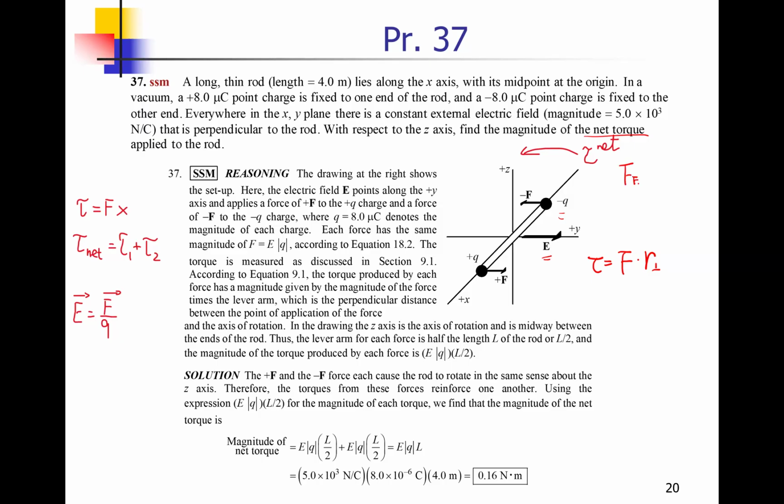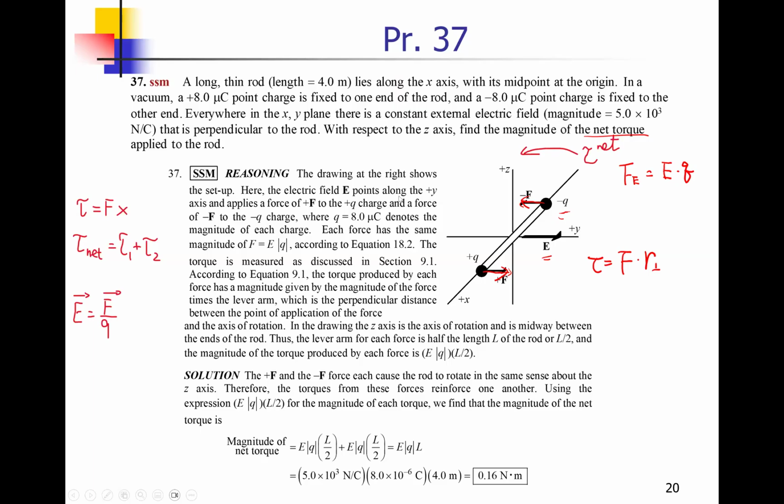So electric force, we also have an equation. It's electric field times the point charge. If it's the same direction, the E field and the force will be the same. If it's the opposite direction, then the force is opposite. That's why for the negative charge Q, the force is this way, and for the positive charge Q, the force is this way. You can also read a little bit about the reasoning here. This drawing shows the setup and the electric field along the positive y-axis, because it has to be perpendicular to the rod.